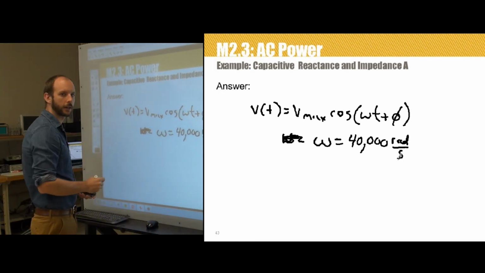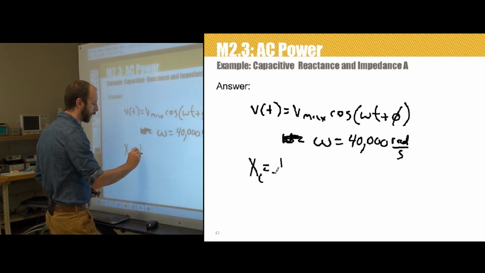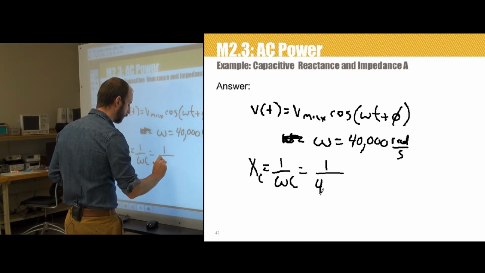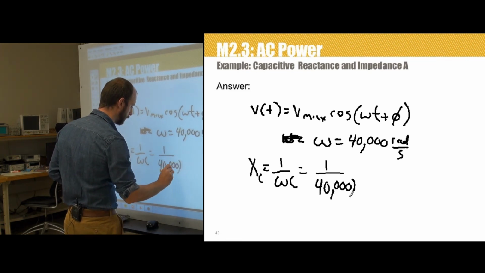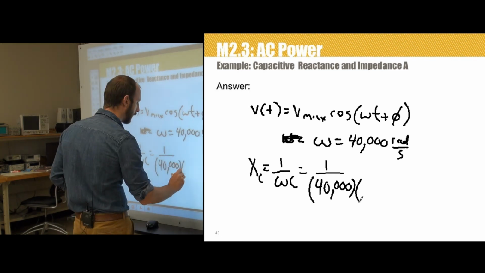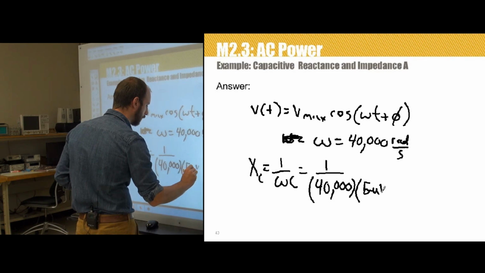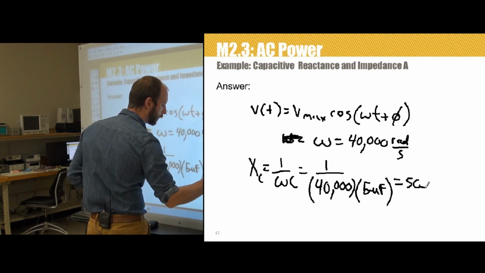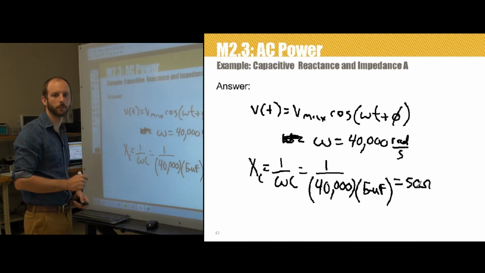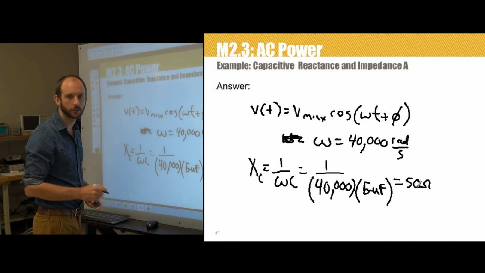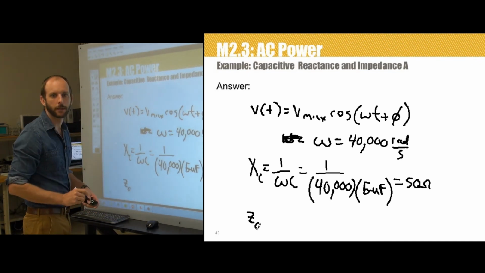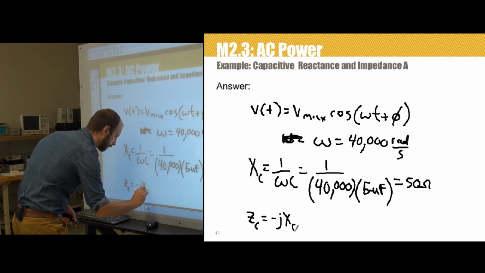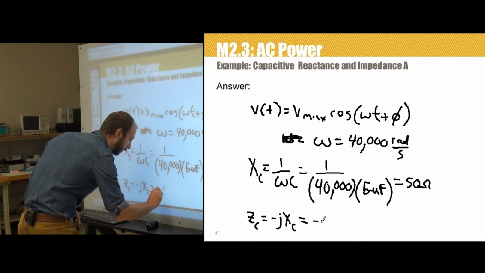Right. So the formula for capacitive reactance is a little bit different. X sub C equals 1 over omega C. So that's equal to 1 over 4,000 radians per second multiplied by 5 microfarads. Micro is 10 to the minus 6. We get 50 ohms. So we would say that this has 50 ohms of capacitive reactance. If we want to turn that into an impedance, we just say Z sub C is equal to minus jX sub C. And that gives us an impedance of minus j50 ohms.